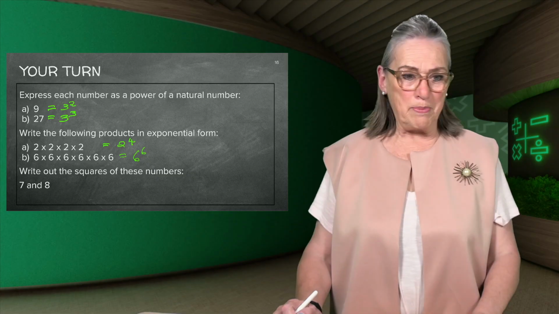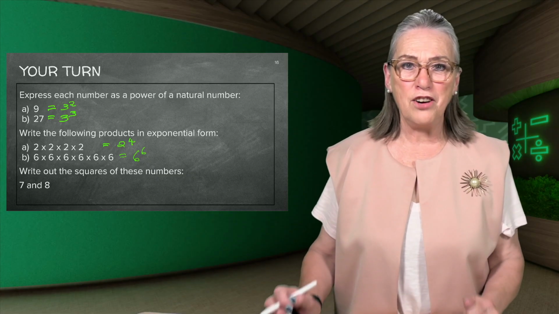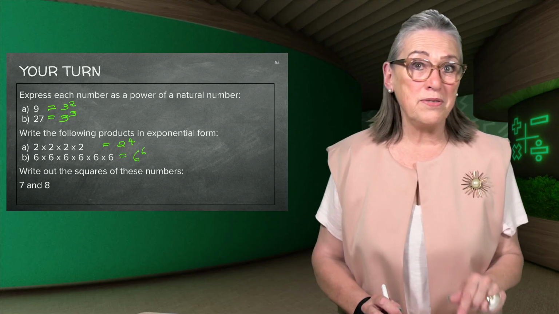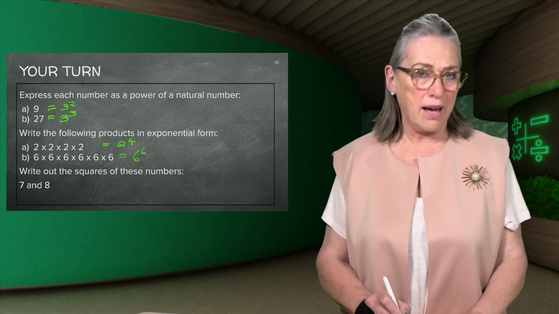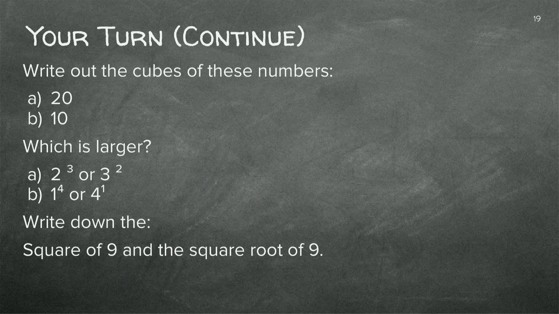Congratulations if you got that one right. And the last one on this page, write out the squares of these numbers. And that should be so easy now, right? I hope you've done it without looking at your multiplication, but I will forgive you this time. 7 times 7 equals 49. They ask the square of 7. And the square of 8, 8 times 8 equals 64. Let's go to the next page.